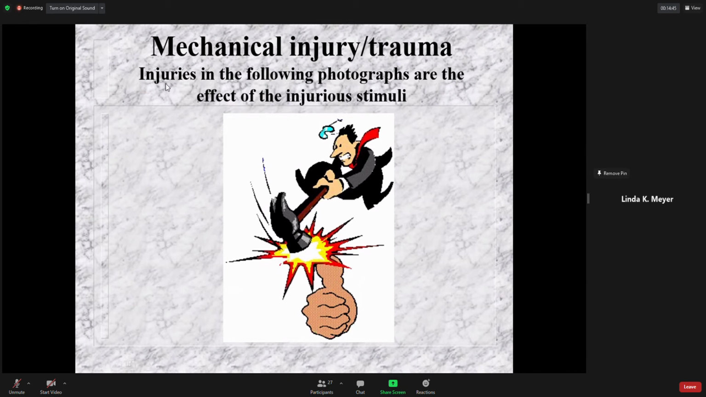And I just want to point out again that the photos or the examples I give you are not the injurious stimulus itself. It's actually the effect or the consequence of the injurious stimulus. So in this cartoon, the hammer is the injurious stimulus, but what happens to the thumb is the effect.